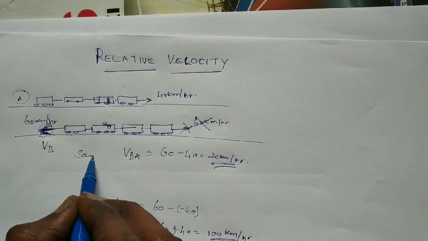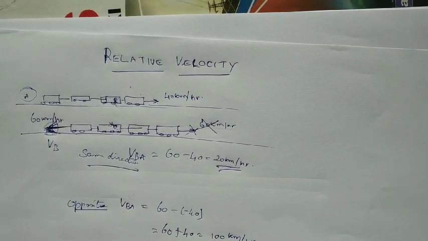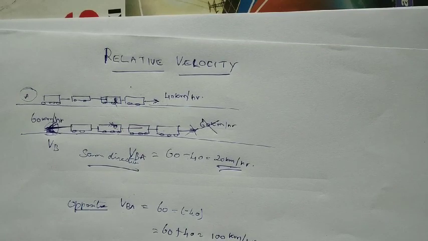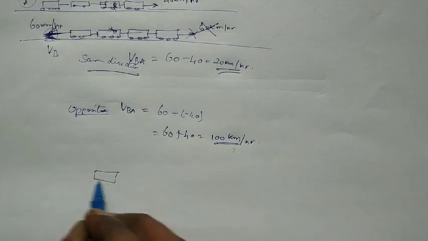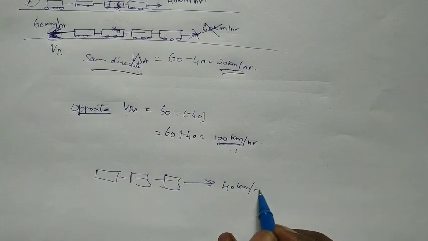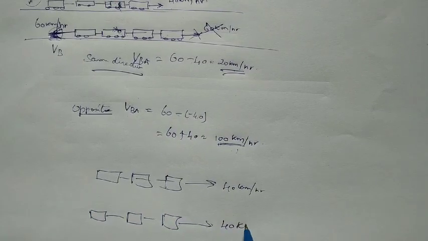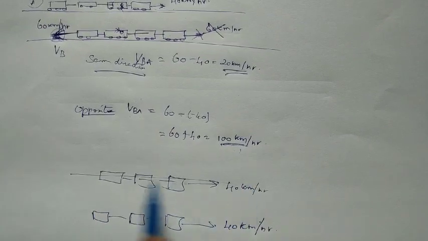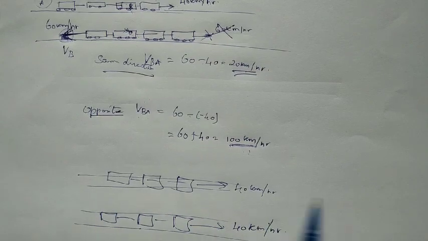This is the same direction. Hope you are trying to understand what relative velocity is. Let us imagine another situation here. What if both the trains are going in the same direction itself? So train A is going in the same direction at 40 kilometers per hour, and train B is also going at 40 kilometers per hour. Both of them at the same speed, on parallel tracks.